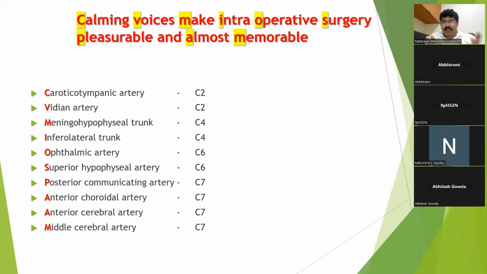Whichever mnemonic is convenient to you, you can choose that, or if you can remember the picture, that is well and good. So C stands for the caroticotympanic artery from C2, V for the vidian artery from C2, M for the meningohypophyseal trunk from C4, and I for the inferolateral trunk from C4, O for the ophthalmic artery from C6, and S for the superior hypophyseal artery from C6, and P for PCOM from C7, and anterior choroidal, anterior cerebral, and middle cerebral from the C7.